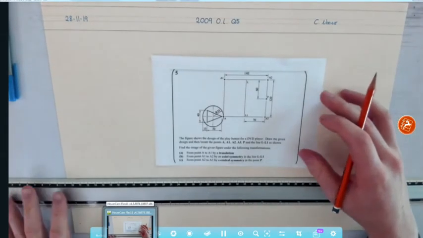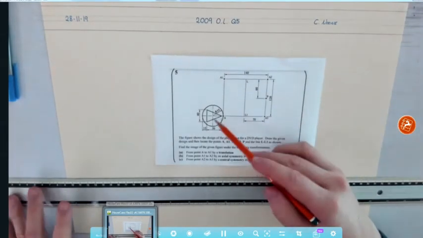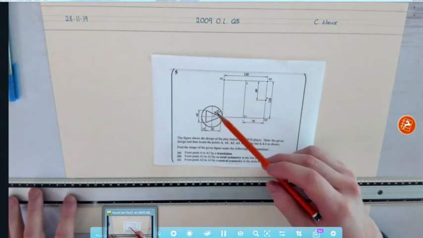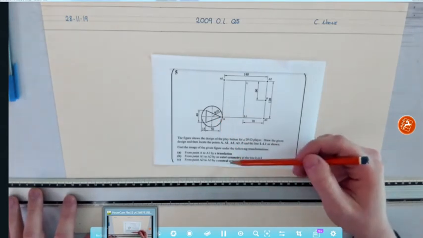2009 ordinal level question 5. In this question we are given a shape which needs to go through 3 different types of transformation. So translation, axial and central.